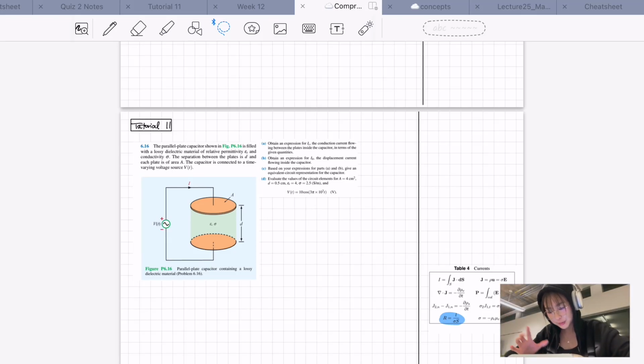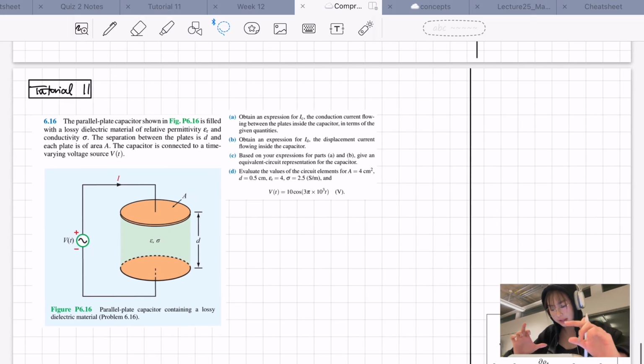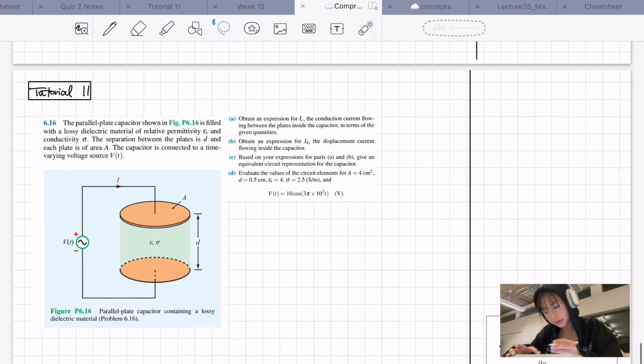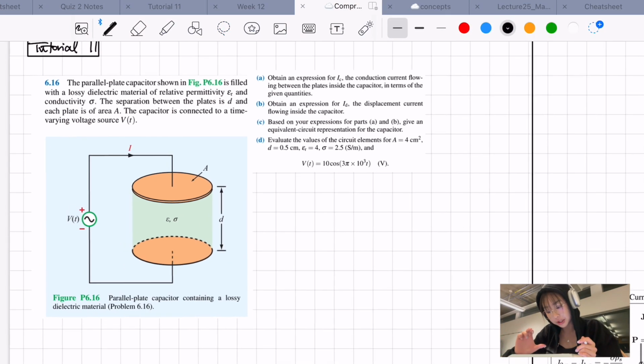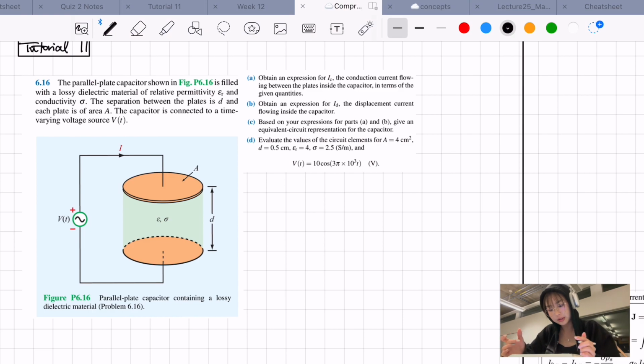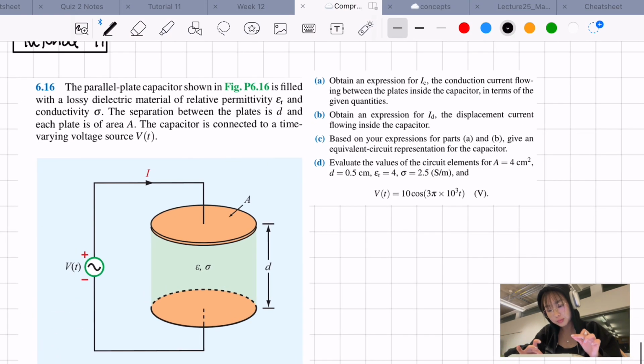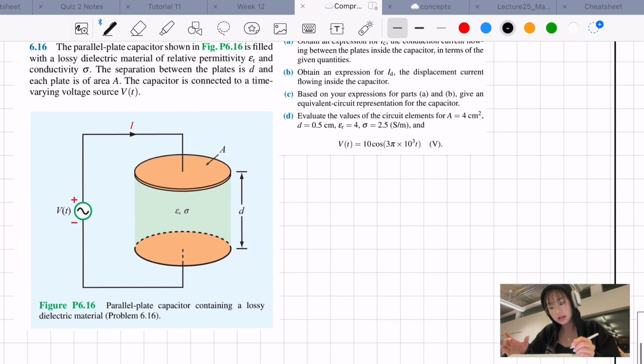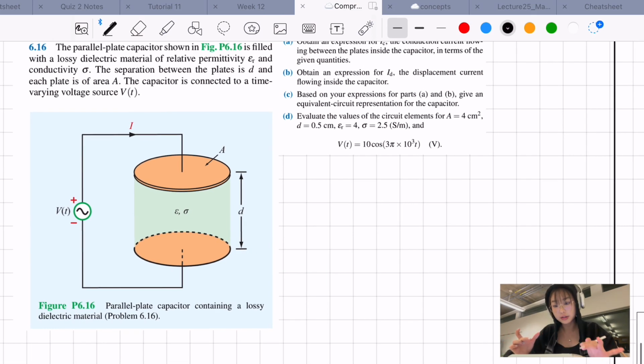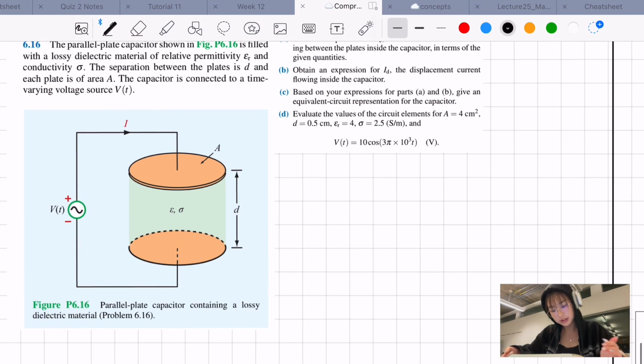Hello. Problem 6.16 talks about a parallel plate capacitor, shown in the figure below, which is filled with a lossy dielectric material with permittivity epsilon r and conductivity sigma. The separation between the plates is the distance d, and each plate has surface area A. This capacitor is connected to a time-varying voltage V(t).